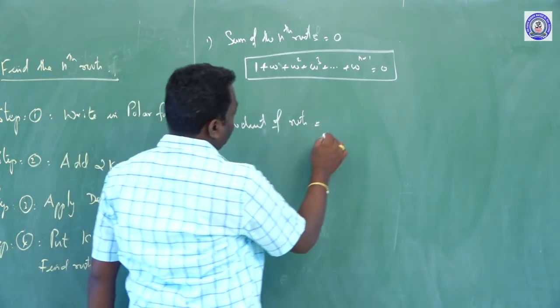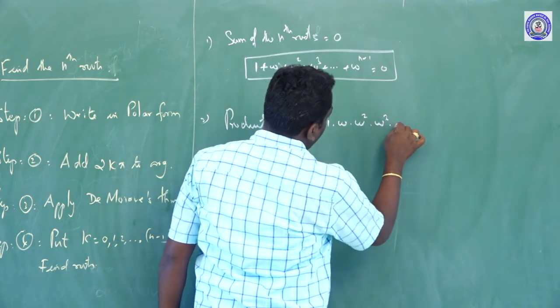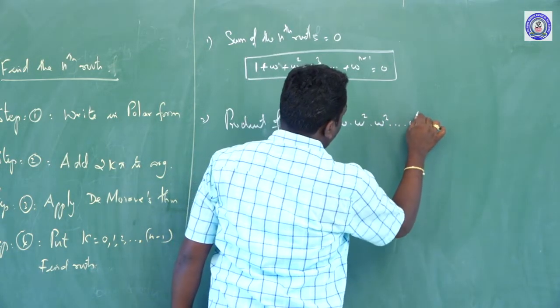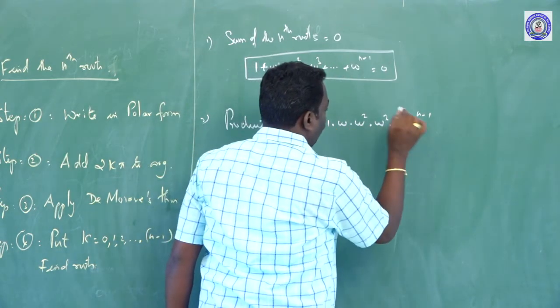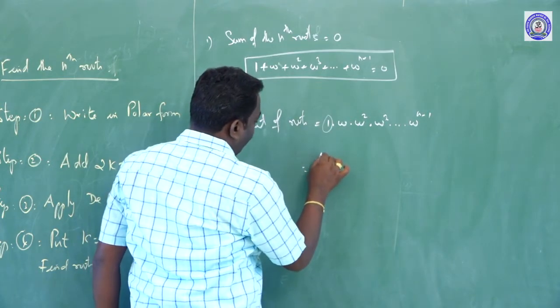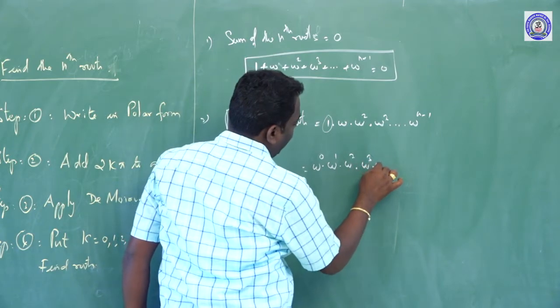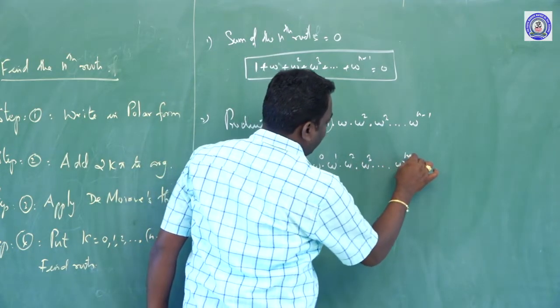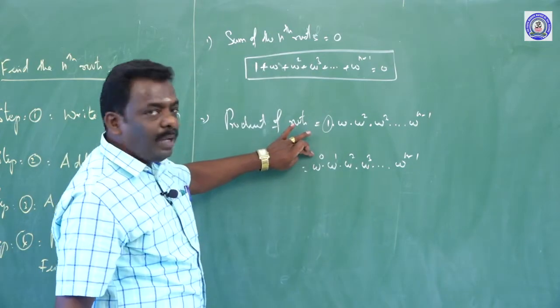Now, the product of the roots. So the product of the roots, 1 into omega square into omega power 3 etc. into omega power n minus 1, the product of all the nth roots of infinity. That is equal to, we can write 1 as omega power 0, into omega power 1 into omega power 2 into omega power 3 etc. into omega power n minus 1. Just converted 1 as omega power 0.